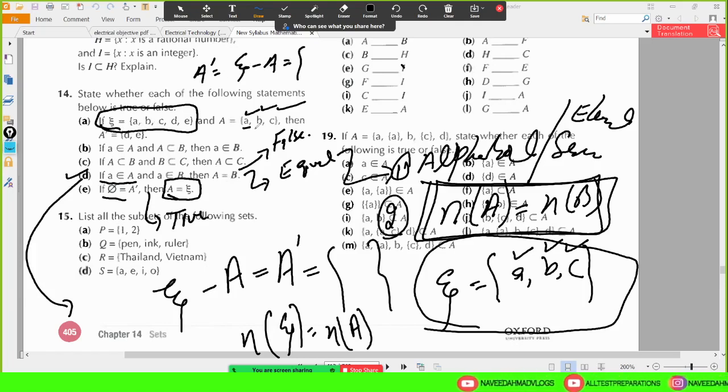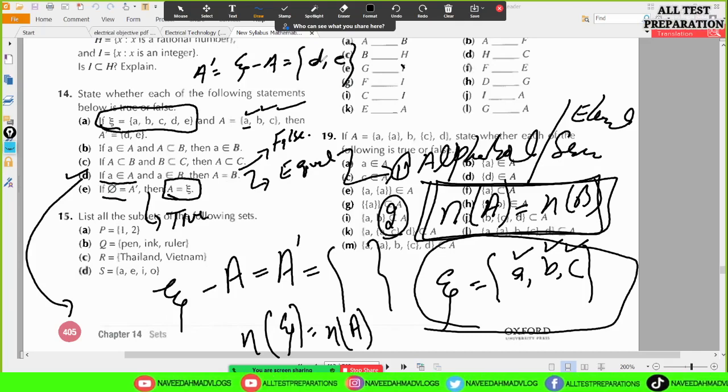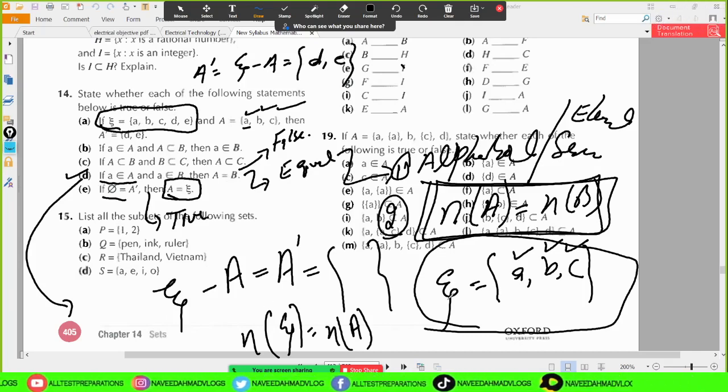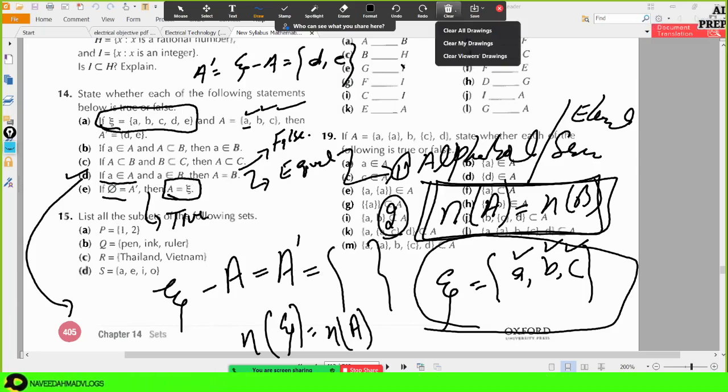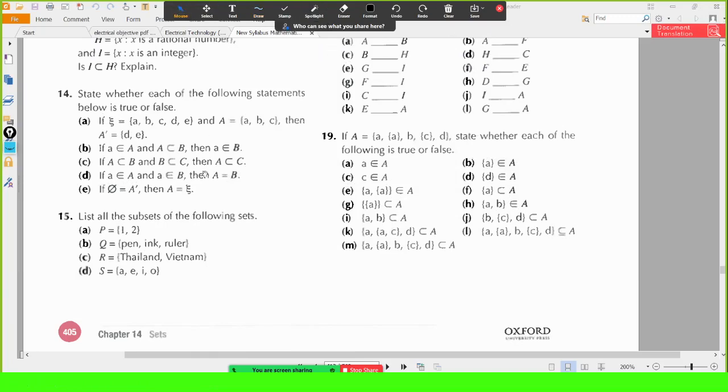तो A B C D E यहाँ पे हो जाएगा. Okay, in this case A bar will be equal to D E, but in this case A bar will be equal to empty set if your epsilon is this one. Okay, तो फिर आपने ये कंडीशन को चेक करना है. Okay, got it?